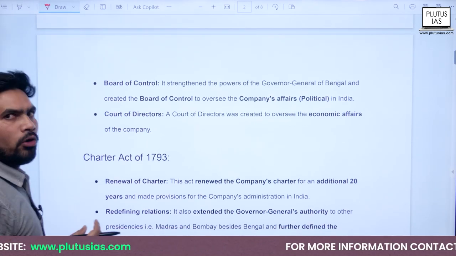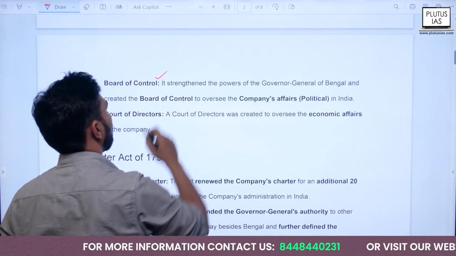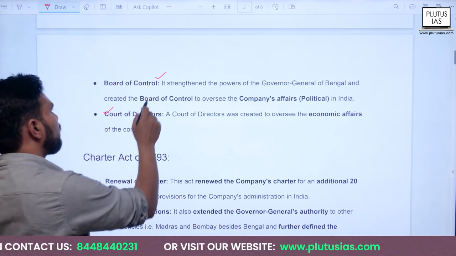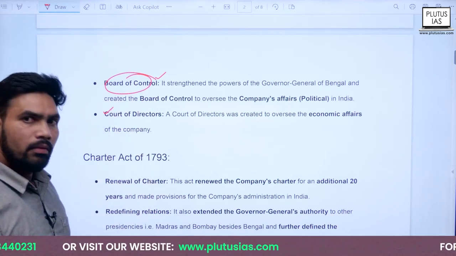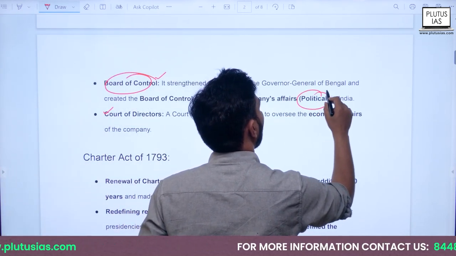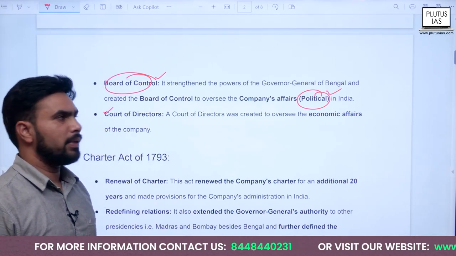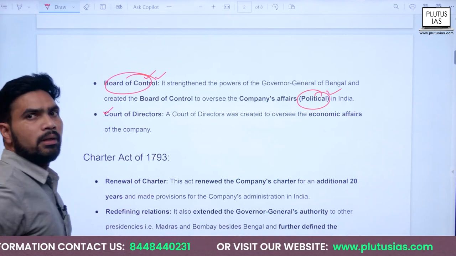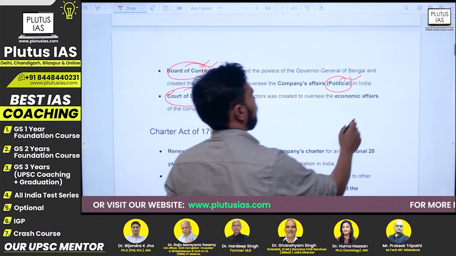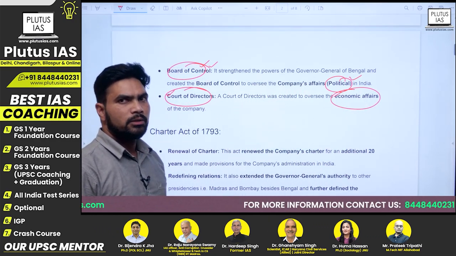Two bodies were established through this act. The first one is the Board of Control and the second one is the Court of Directors. The Board of Control was brought in to regulate the political affairs of the East India Company, and the Court of Directors was established to regulate the economic affairs of the East India Company.